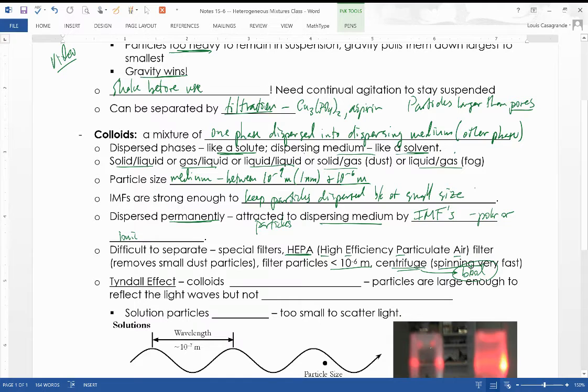Now, telling these guys apart is pretty easy because suspensions will settle out. So as soon as you see something settling out, you know you can call it a suspension. How do you differentiate between a colloid and a true solution? And that's something called the Tyndall Effect. Now, you don't have to remember the name of it, but you do need to remember what the effect does. In the Tyndall Effect, colloids scatter light.